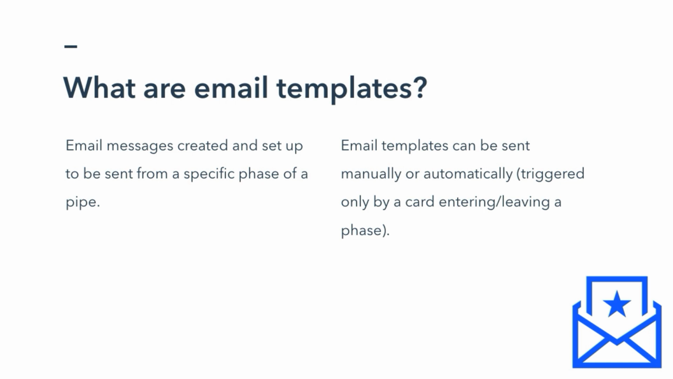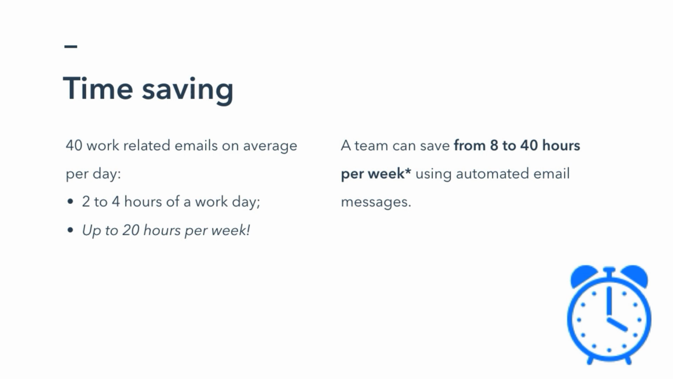But we can combine this feature with another advanced feature called automation to create different rules for sending out emails automatically. According to a research published by Livewire, most professionals send an average of 40 work-related emails per day. This activity of sending and responding to emails can take from 2 to 4 hours of work daily, which can amount to 20 hours per week. If we consider that the average work journey is 40 hours per week, it's almost half of your time. So it doesn't really seem worth it to spend all of your time sending emails, does it?